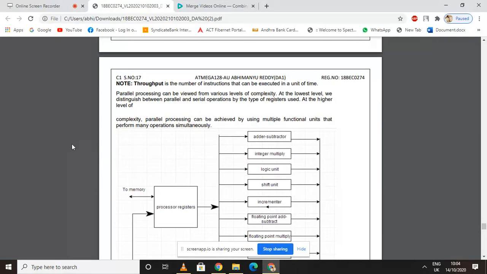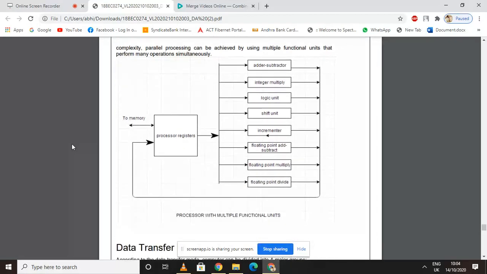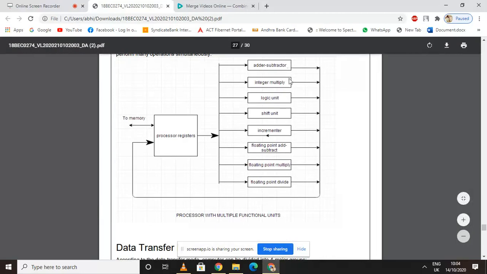So, parallel processing can be viewed from various levels of complexity. At the lowest level, we distinguish between parallel and serial operations, and at a higher level of complexity, parallel processing can be achieved by using multiple functional units. So this is the basic block diagram of a processor with multiple functional units: adder, subtractor, integer multiplier, logic unit, shift unit, incrementer, floating point adder, subtractor, floating point multiplier, floating point divider.